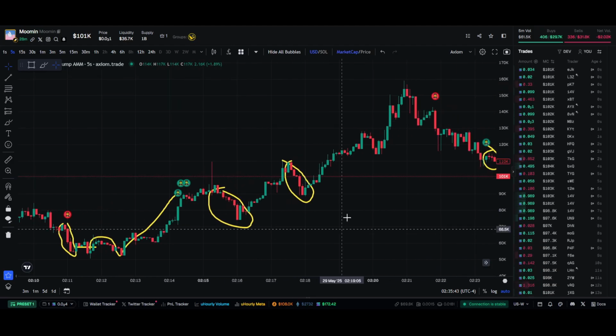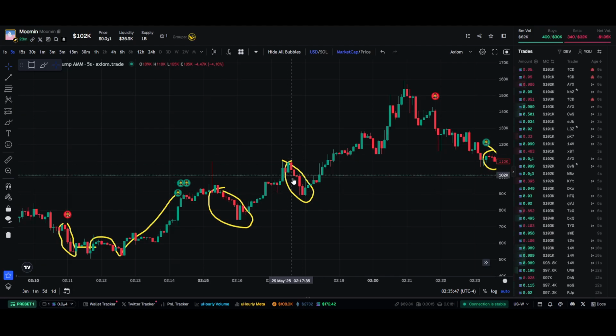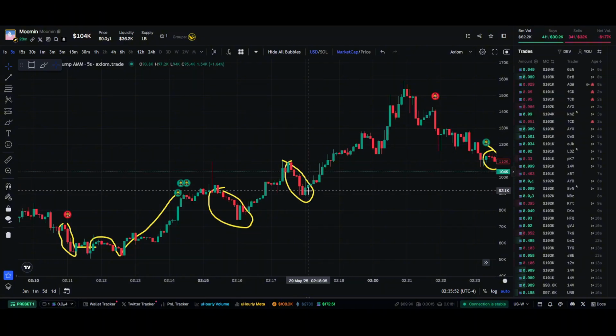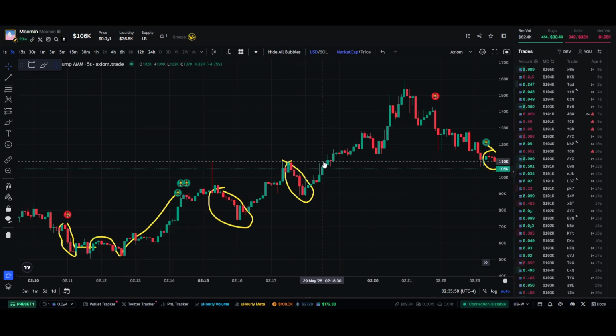So like you can see here, right here, you see 4 candles, 5 candles, and then up. There wasn't much resistance of sellers, and yeah, that's basically it.